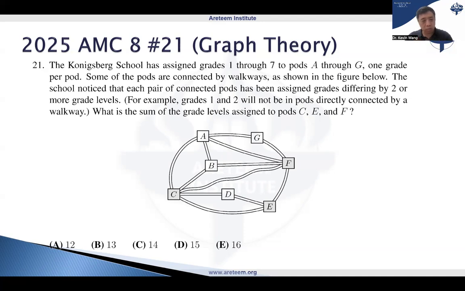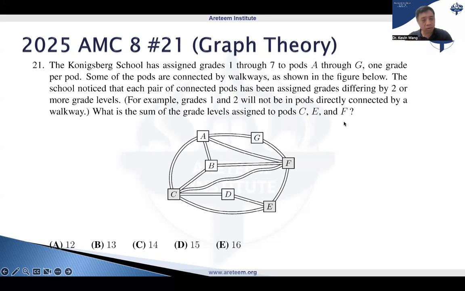Okay, so what we can do to analyze the question. First of all, let's see what the question is asking. The Königsberg school has grades 1 through 7 and assigns them to the pods A, B, C, D, E, F, G, one grade per pod. Some are connected with walkways and some are not. And we just don't want consecutive grade numbers to be connected with the pathways.